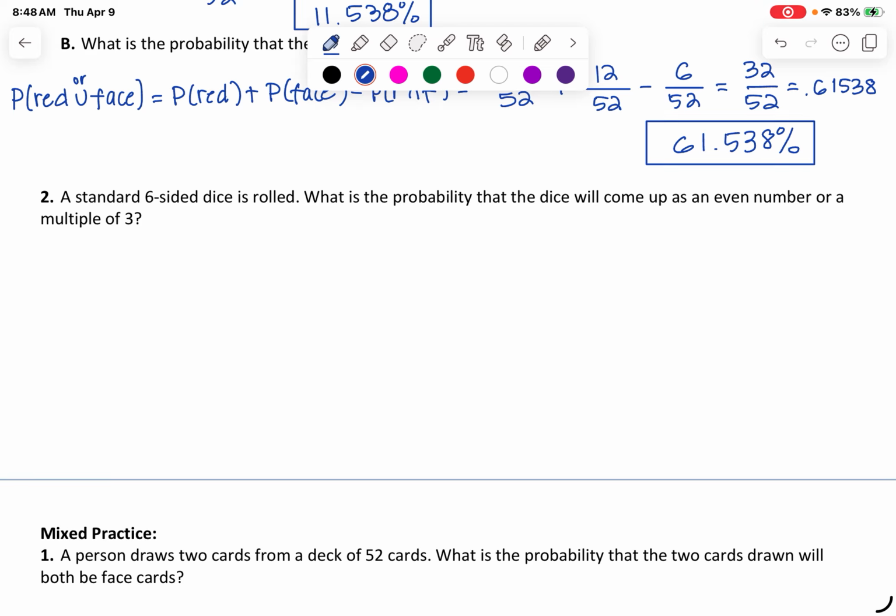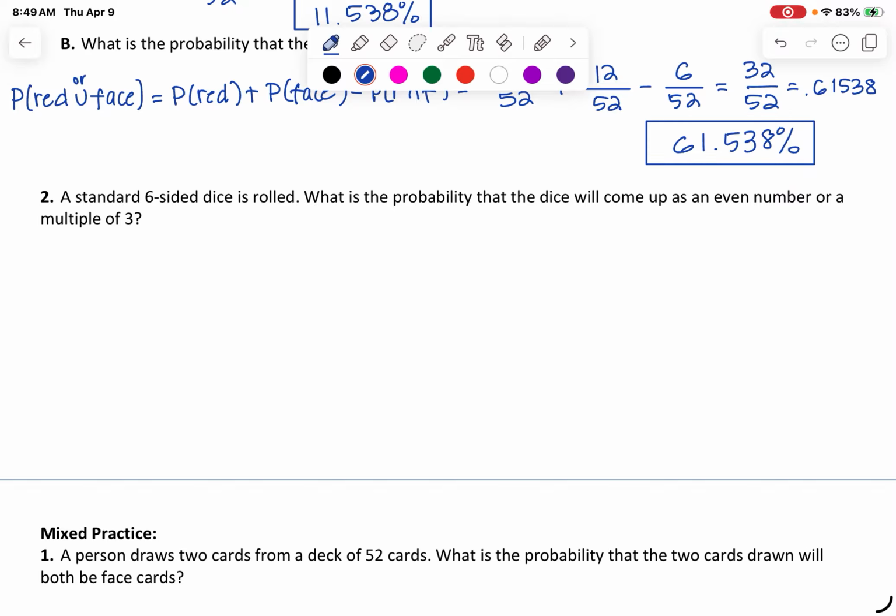I said die, but dice. A standard 6-sided die is rolled. What is the probability that the die will come up an even number or a multiple of 3?